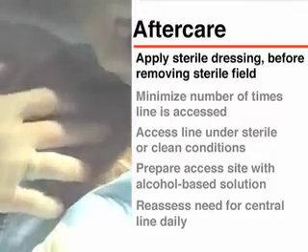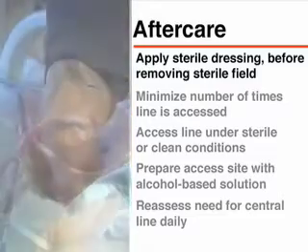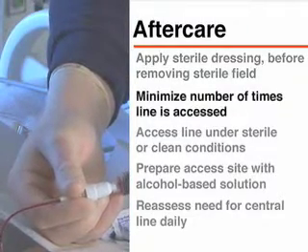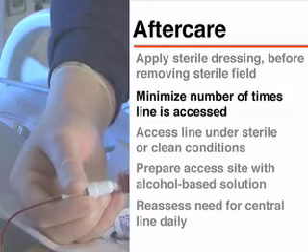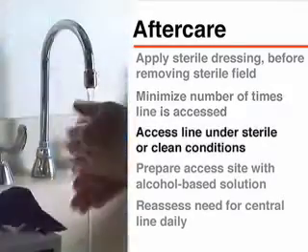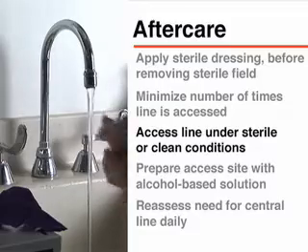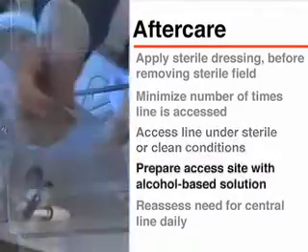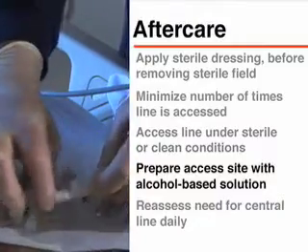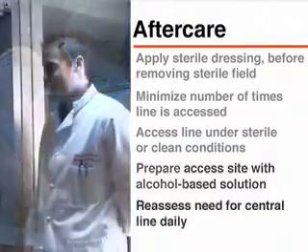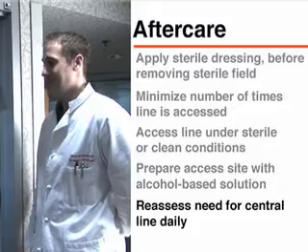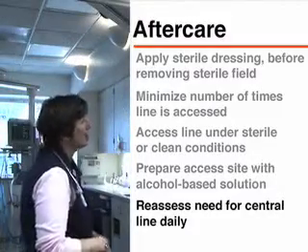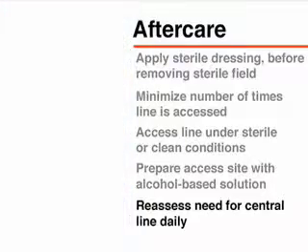In order to minimize the potential for infection in the central venous line, the following precautions should be observed. The number of times the line is accessed should be kept to a minimum. Each time the line is accessed, this should be done under either sterile or clean conditions. The access site should be prepared with an alcohol-based solution. There should be a daily assessment to determine whether the central line is still needed, so that it can be removed as soon as it is no longer necessary.